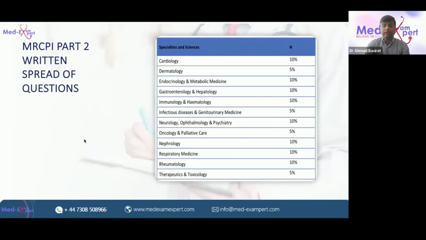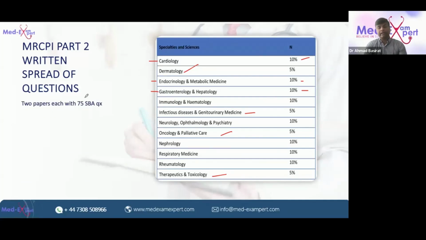Similarly, when we talk about the Part 2 written paper, the spread of questions in Part 2, as you can see, the main specialties including cardiology, endocrinology. So again, the same thing. The main specialties carry 10% each, whereas the minor ones, such as dermatology, infectious disease, oncology, toxicology, include only 5%. The rest of them are 10% of the exam.